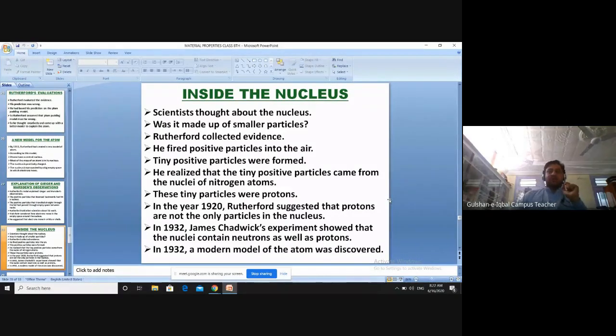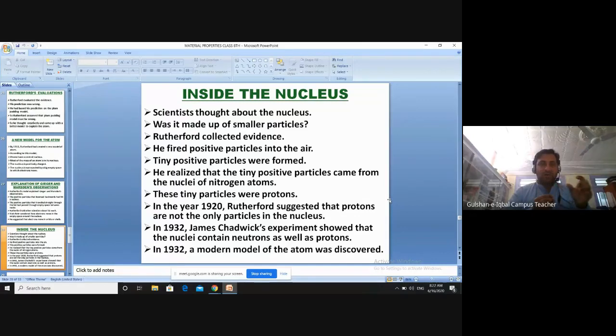These 3 scientists performed a number of experiments, and with the help of those experiments, they proved that electrons are present, protons are present, and neutrons are present. Until now, we were discussing 2 particles, positive and negative. We knew the negative particle is the electron, but we just called the center a positive sphere. We didn't know about the proton.